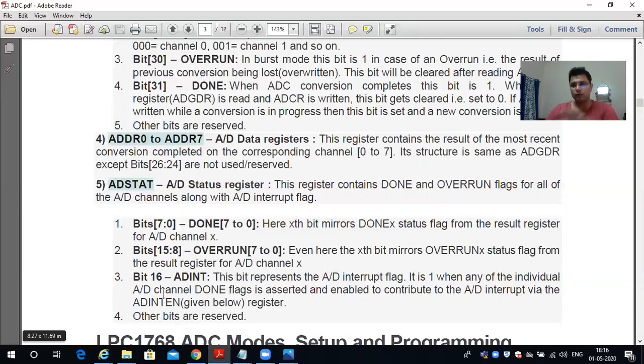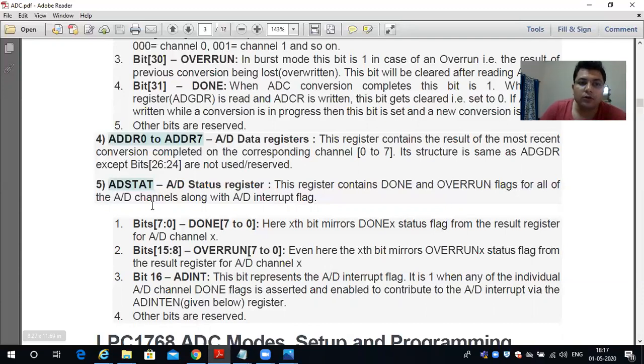Once any conversion happens and the done bit is 1, we can associate that done bit with an interrupt. For that purpose, there is the AD interrupt enable register. There are 8 bits, and each bit corresponds to the corresponding done bit. The moment that done bit becomes 1, it will trigger the interrupt, and through the interrupt handler we can handle the corresponding conversion.